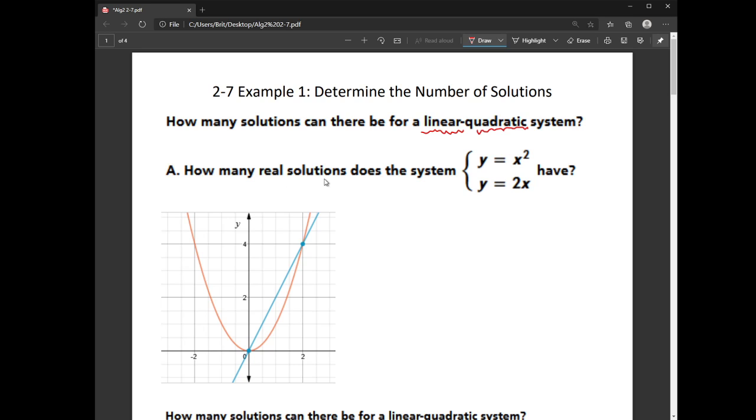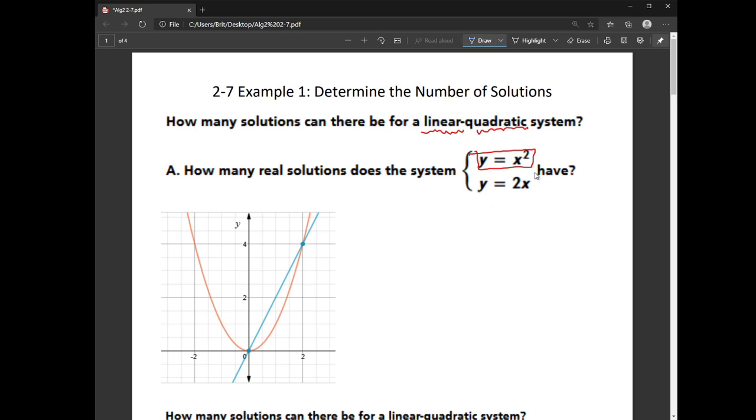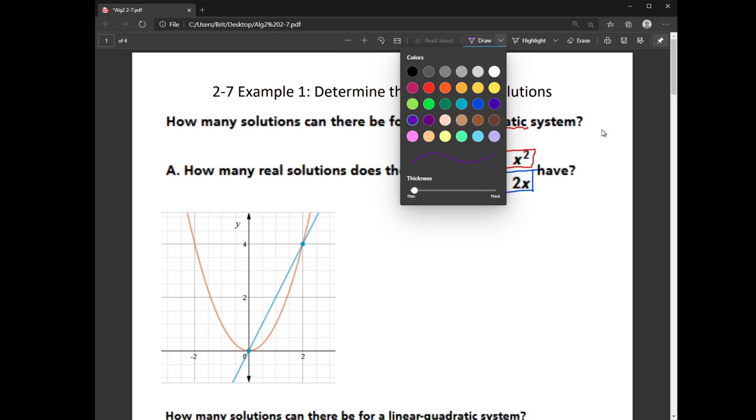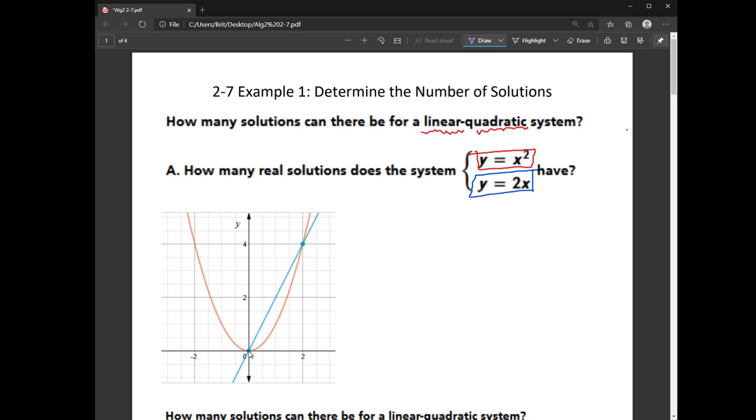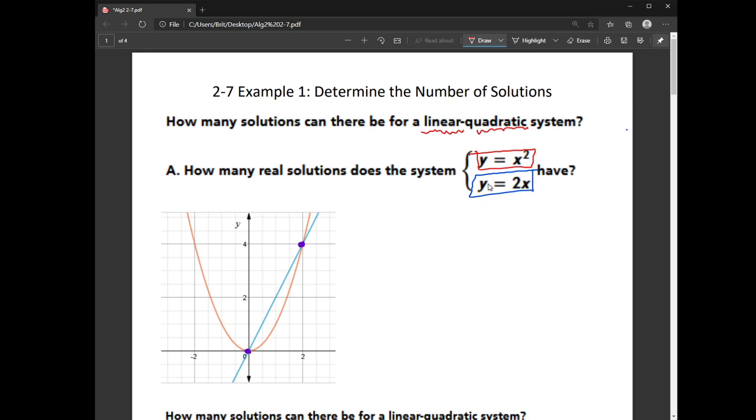So this example starts by giving us this system here, y equals x squared, which I graphed in red, and y equals 2x, which I graphed in blue. So clearly you can see that these two graphs intersect twice. All right, that means that there are two solutions. I'm going to show you real quick how to get those solutions by hand, because this one's an easy one. But often you can just use a calculator and look for those points of intersection.